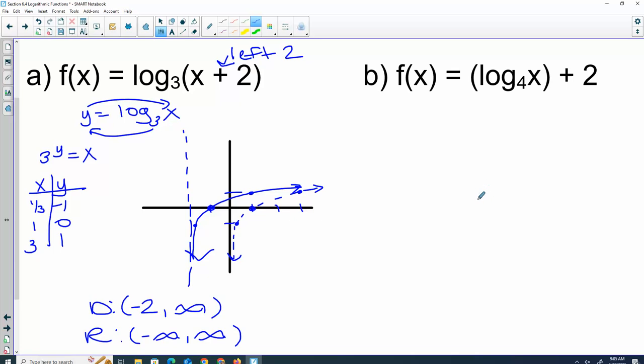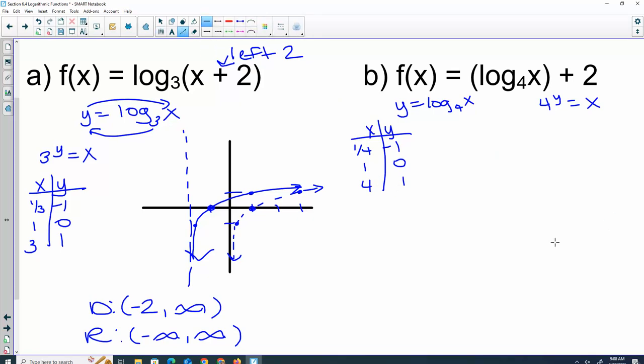Alright. Why don't you guys try B? Graph your parent function. So the parent function is log base 4 of x, which means 4 to the y equals x. You make your t-chart, you get 1/4, -1; 1, 0; and 4, 1. So graph those. I made my points too far apart.